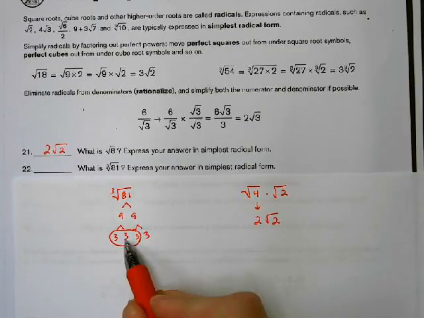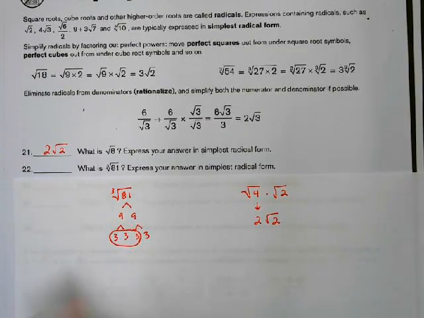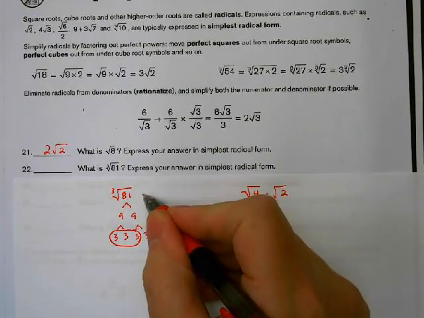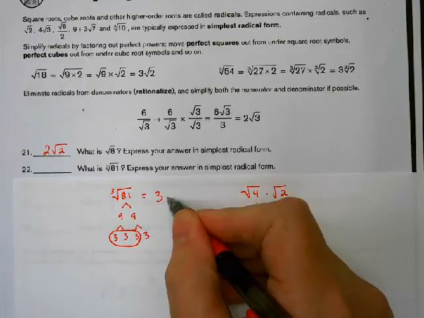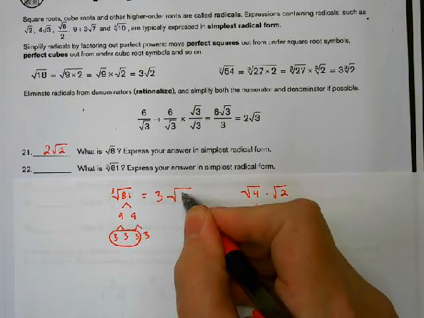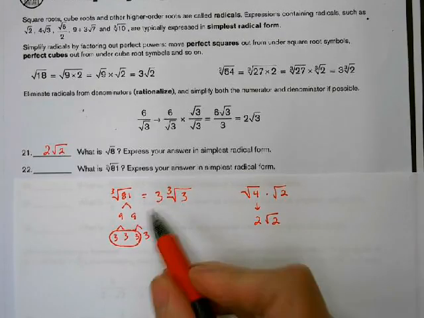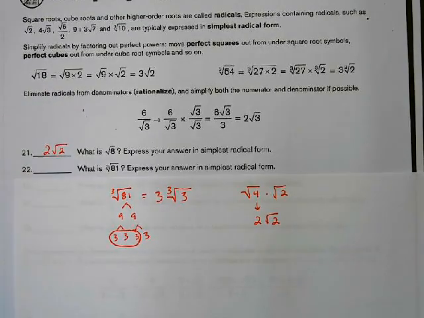In order to be a perfect cube, you need to have 3 numbers multiplied by themselves. So here I've got 3 threes. So this would be 3 times 3 times 3, 27. That would be equal to 3, and then left in the root, I still have a 3, but remember this is the third root. So this would be 3 times the third root of 3.